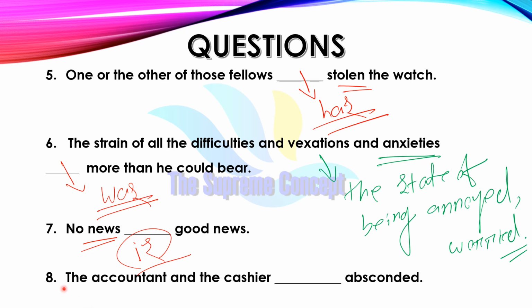Then comes question number 8. The accountant and the cashier dash absconded. Now find out the answer for this question. Just mark your answer.